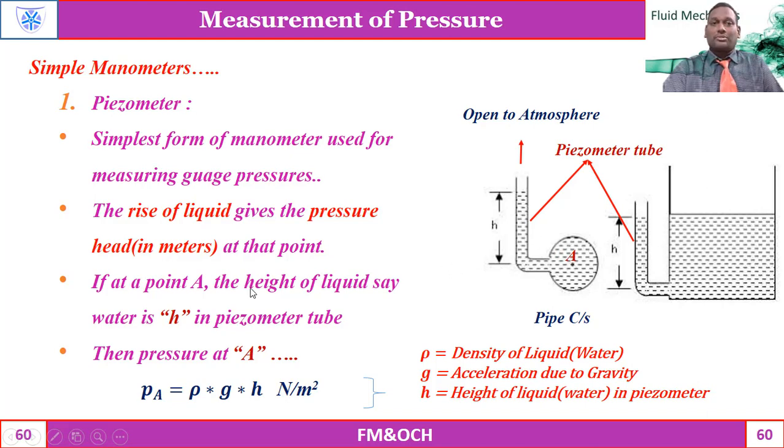Suppose at a point A, the height of the liquid in the piezometer is H. Then the pressure PA at this point is calculated by the hydrostatic equation rho g h. Rho is the density of the working fluid; if water is flowing in the pipe, we consider the density of water, or of oil, whatever it is. g is the acceleration due to gravity, and head h is the rise of liquid in the piezometer.